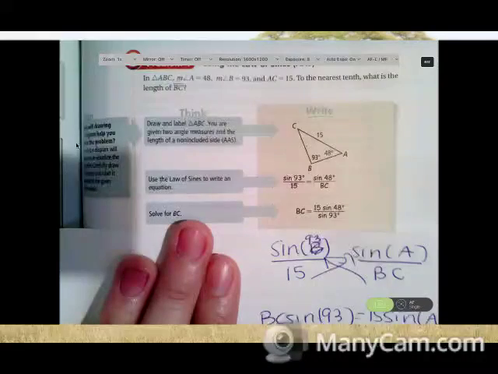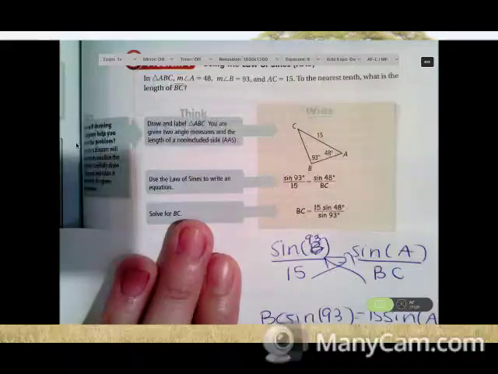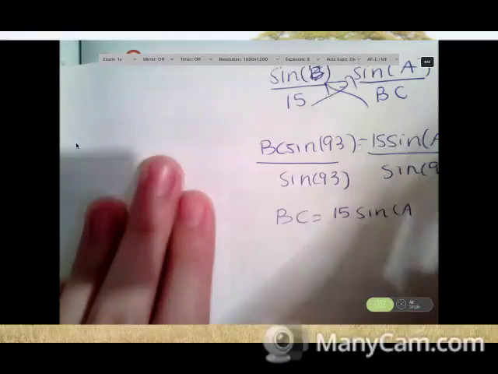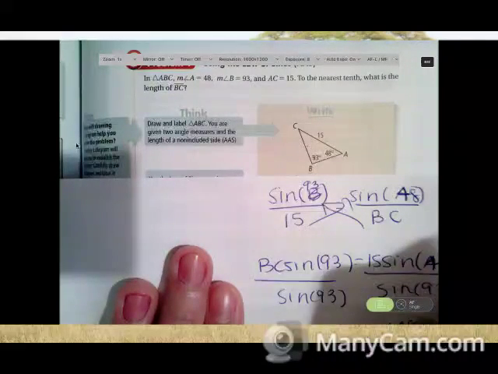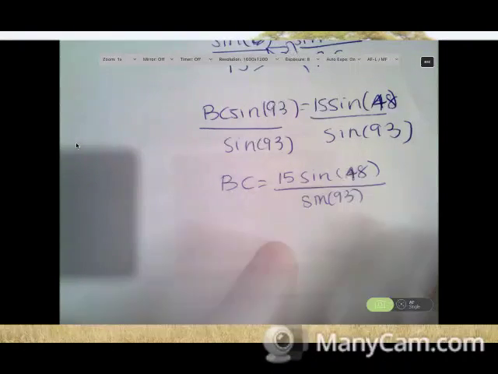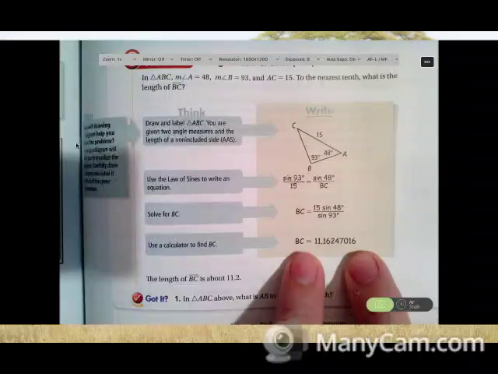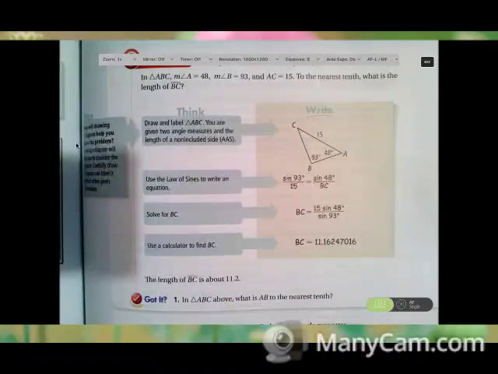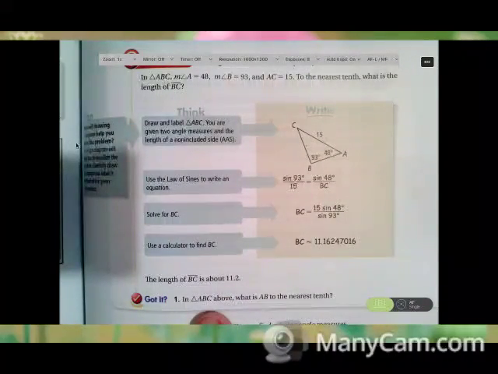And then I'm going to divide each side by sine of 93. Therefore, that's where I get BC equals 15 sine of A over sine of 93. Oh no, A is 48. All right, so this is what I'm left with. When you solve for it, you get BC equals roughly 11.2. So that's the length of BC. So try the Got It. You have to look at this diagram.